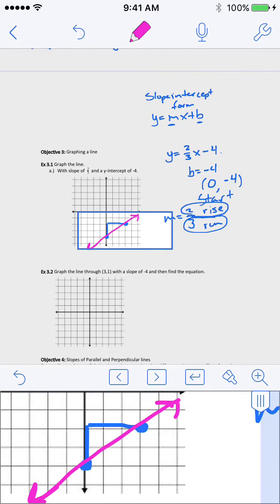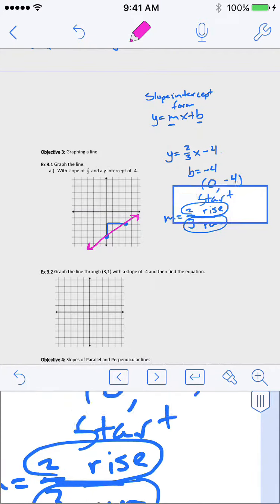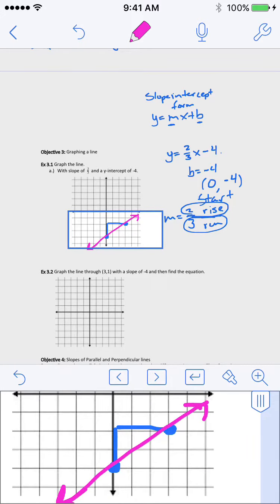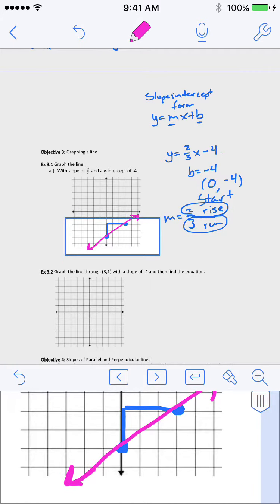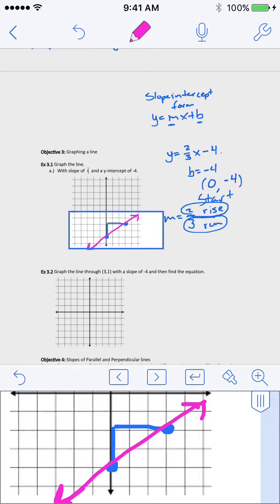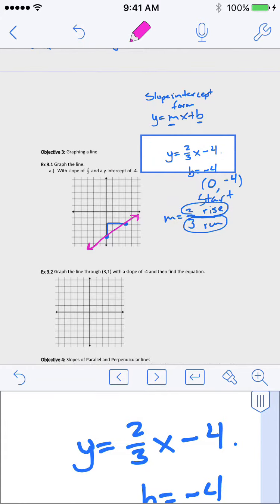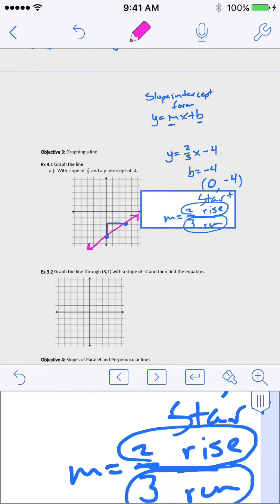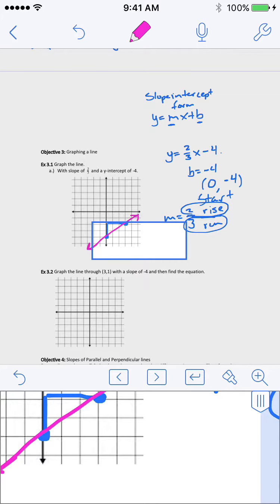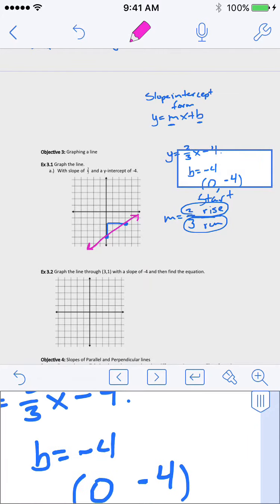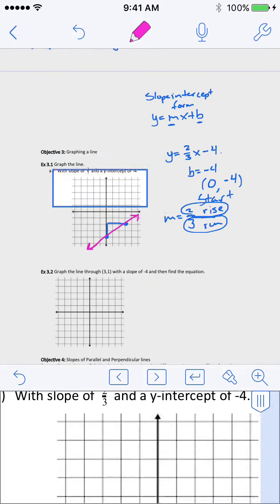But I'm not expecting you to break out rulers or anything. You're welcome to, as long as it goes through both points and you've got the algebra over here to justify it, it doesn't have to be super straight. But that's the line we get. That's our line of the equation y equals 2/3 x minus 4 in slope-intercept form. All right. So that's how we would use the y-intercept and the slope to graph a line.